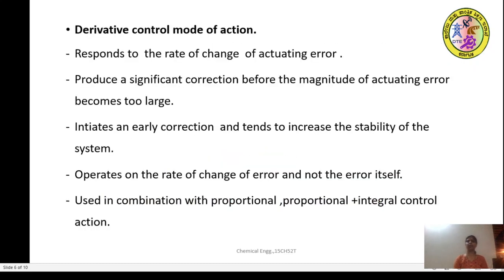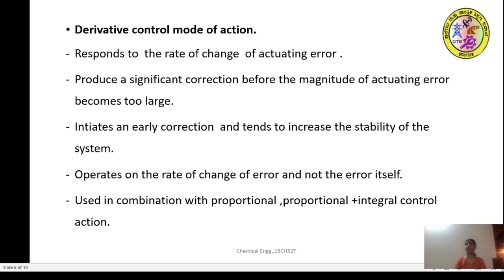So coming to the derivative control mode of action, in which the correction is being made as the derivative mode of action responds to the rate of change of actuating error, and it produces a significant correction before the magnitude of actuating error becomes too large. As soon as the error is being rectified, it immediately makes a correction.